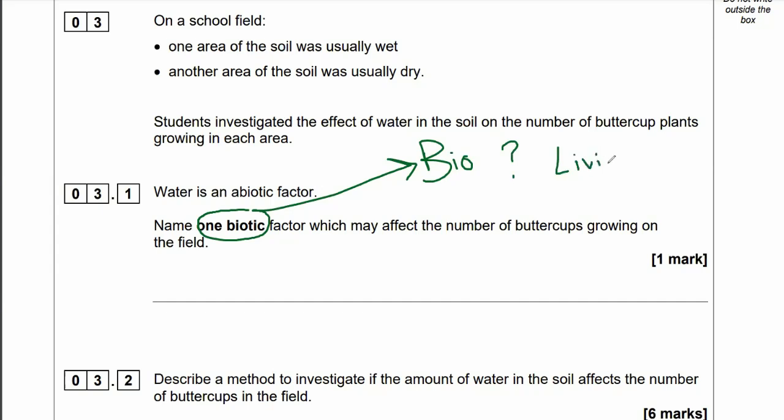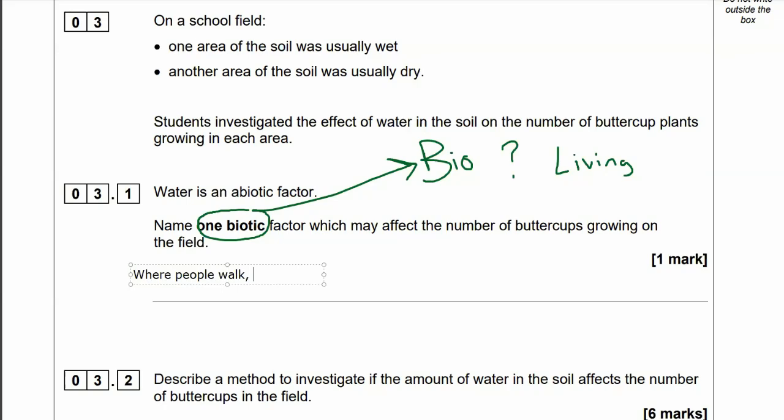So you've got the students in the school, they could be walking through the field and trampling the buttercups. So definitely people walking through the area or other animals walking through the area. Then you've got competition between other plants like the grass on the field that's trying to take the water or minerals from the soil. So competition, that's another living factor.